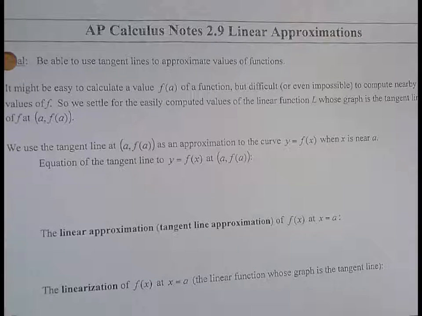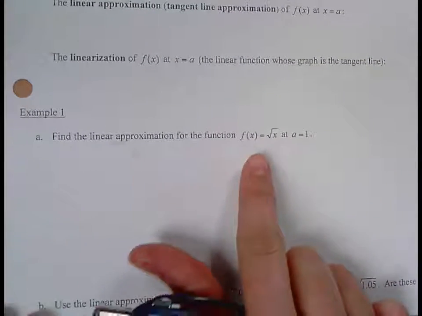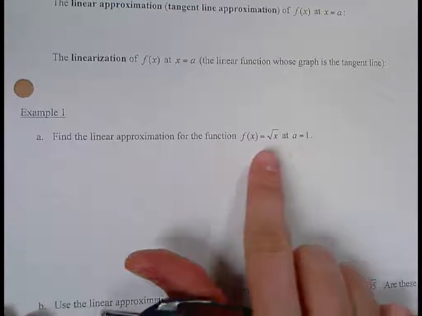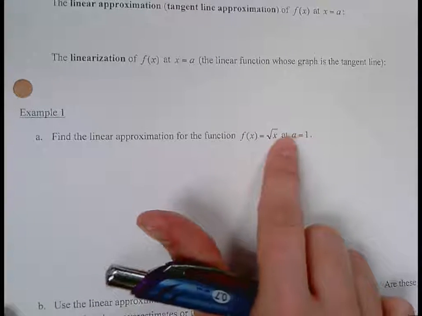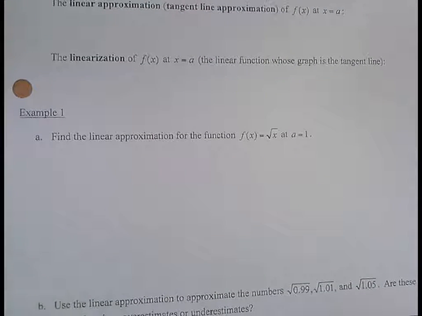Linear approximations come up later as well. But to help you understand why we even use linear approximations, I wanted to graph, for example, if you skip down to look at example 1, we're going to be finding a linear approximation for the function f of x equals square root of x at a equals 1, and a is the x value. So I'll show this up here.